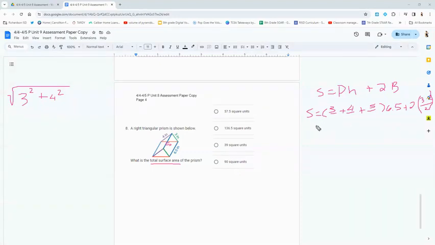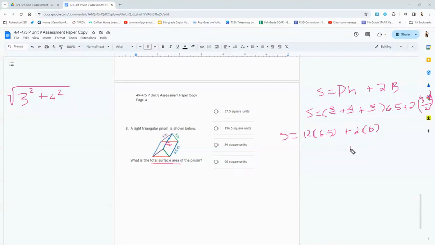So now I'm going to do the math in my head. You don't have to. If you type this in your calculator, it'll come up. So it's going to be S equals 12, my perimeter, times 6.5. And I know that 3 times 4 is 12, divided by 2 is 6. So I'm going to do 2 times 6.